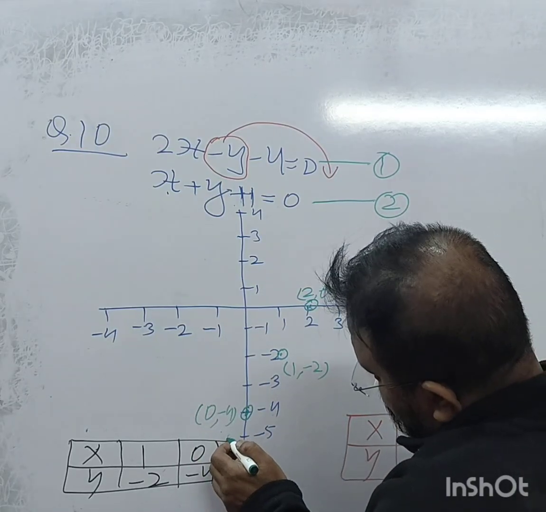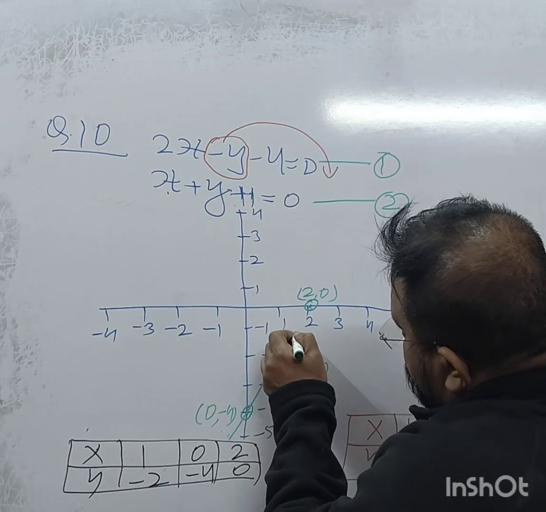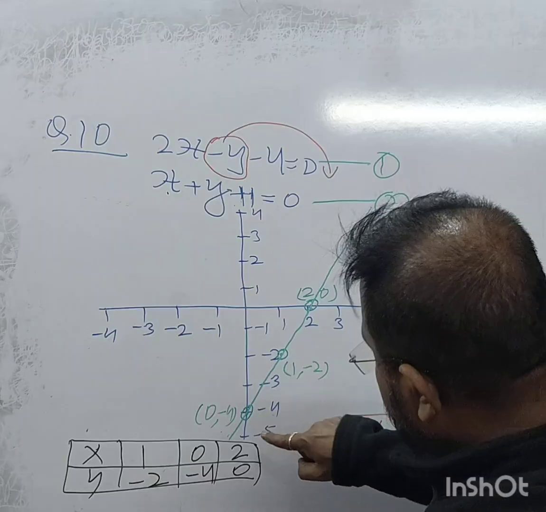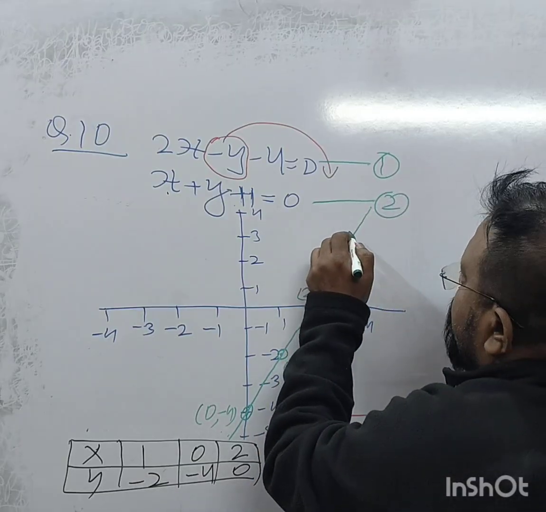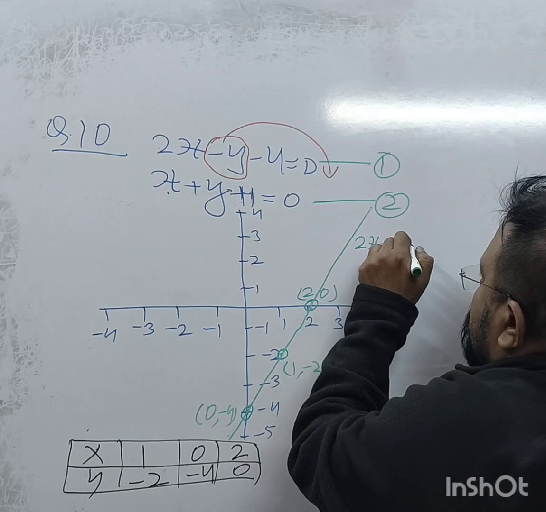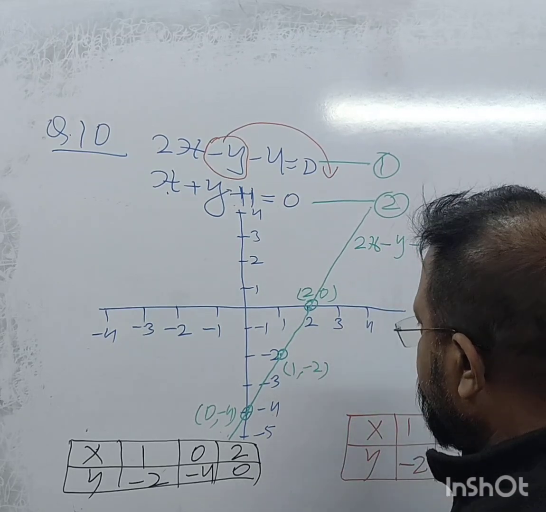So if you draw the line, it will go like this. This is the line we have, and the equation is 2x minus y minus 4 is equal to 0, right?